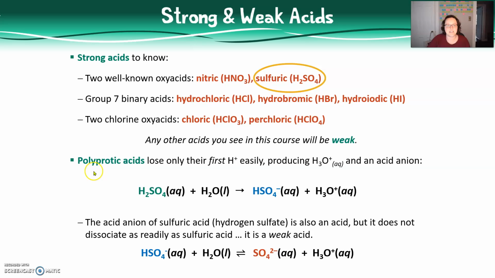When polyprotic acids lose these acidic protons, each successive acidic proton becomes more difficult to dissociate. So while the first acidic proton to leave sulfuric acid is considered to fully dissociate and therefore makes sulfuric acid a strong acid, the second acidic proton does not fully dissociate, and therefore the hydrogen sulfate ion, HSO4-, is considered a weak acid on its own.